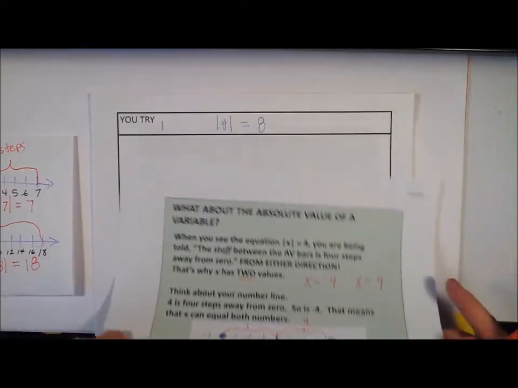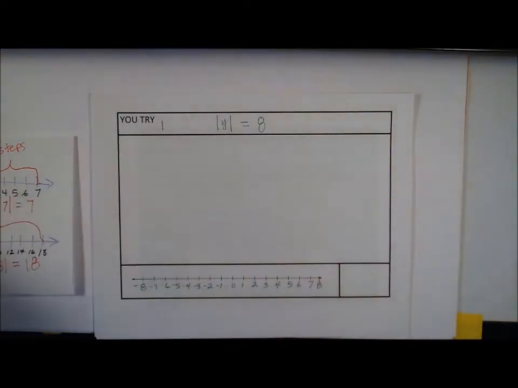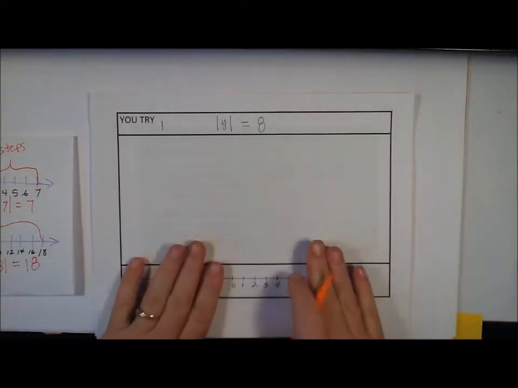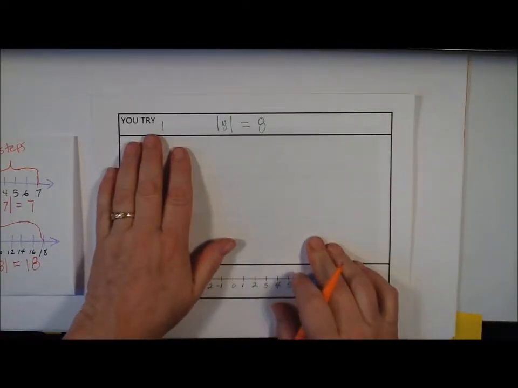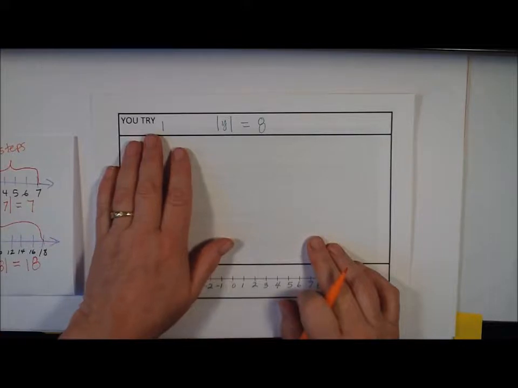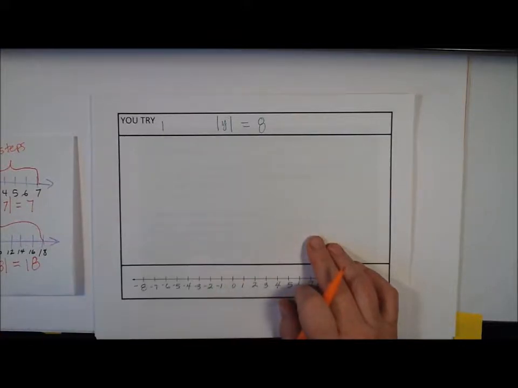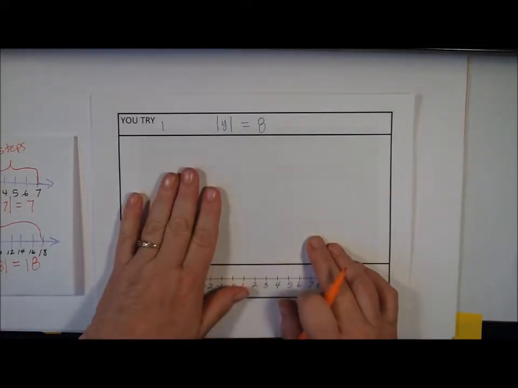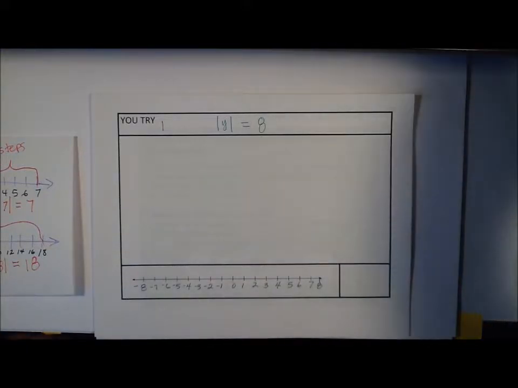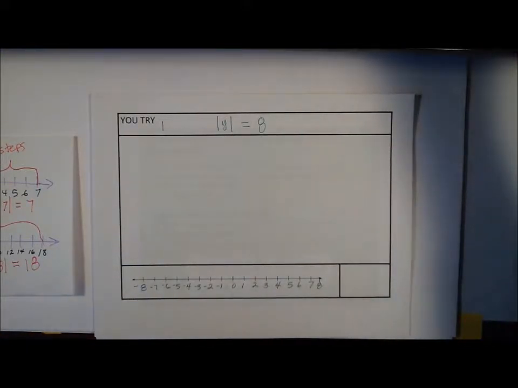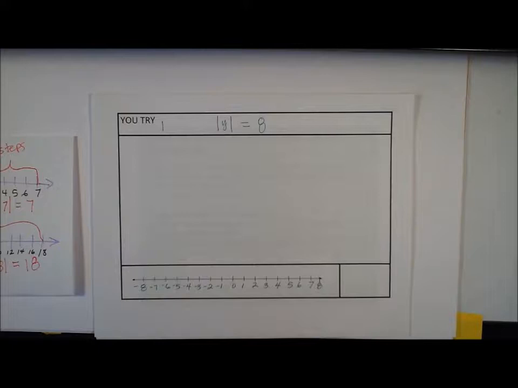So what I'd like to do now is do a practice, you try. These you try problems are on your prep packet. So if you don't have that in front of you, please pause me and go get it. Meanwhile, I'm assuming you have it right there, so we're going to get started.